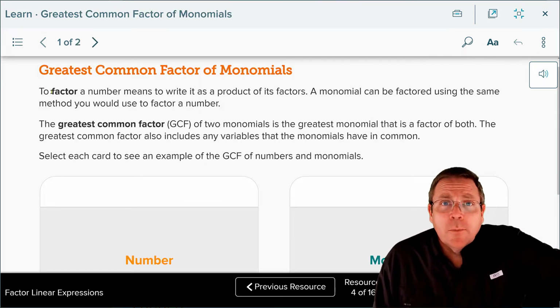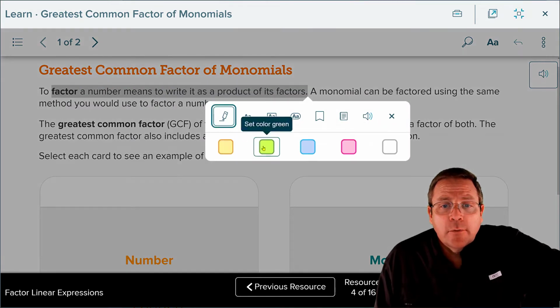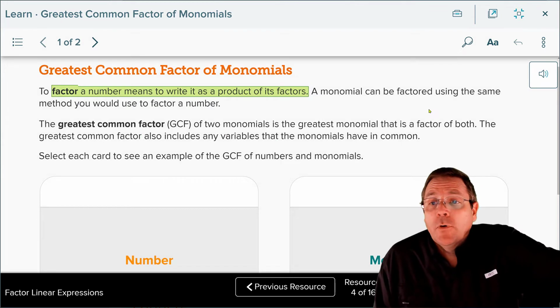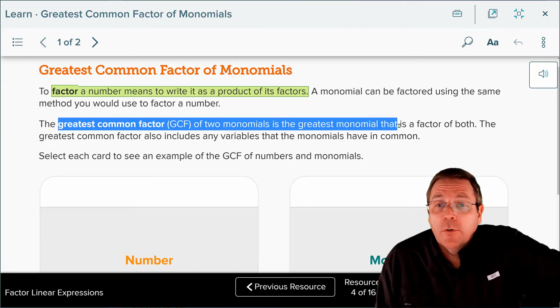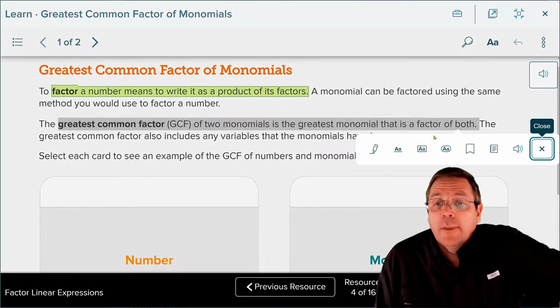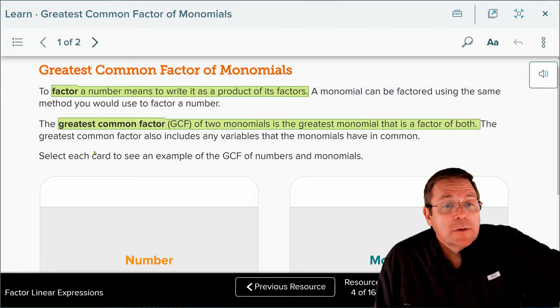To factor a number means to write it as a product of its factors. That's a vocab term. A monomial can be factored using the same method you would use to factor any number. The greatest common factor of 2 monomials is the greatest monomial that both of them have in common, and the greatest common factor also includes any variables that the monomials have in common.